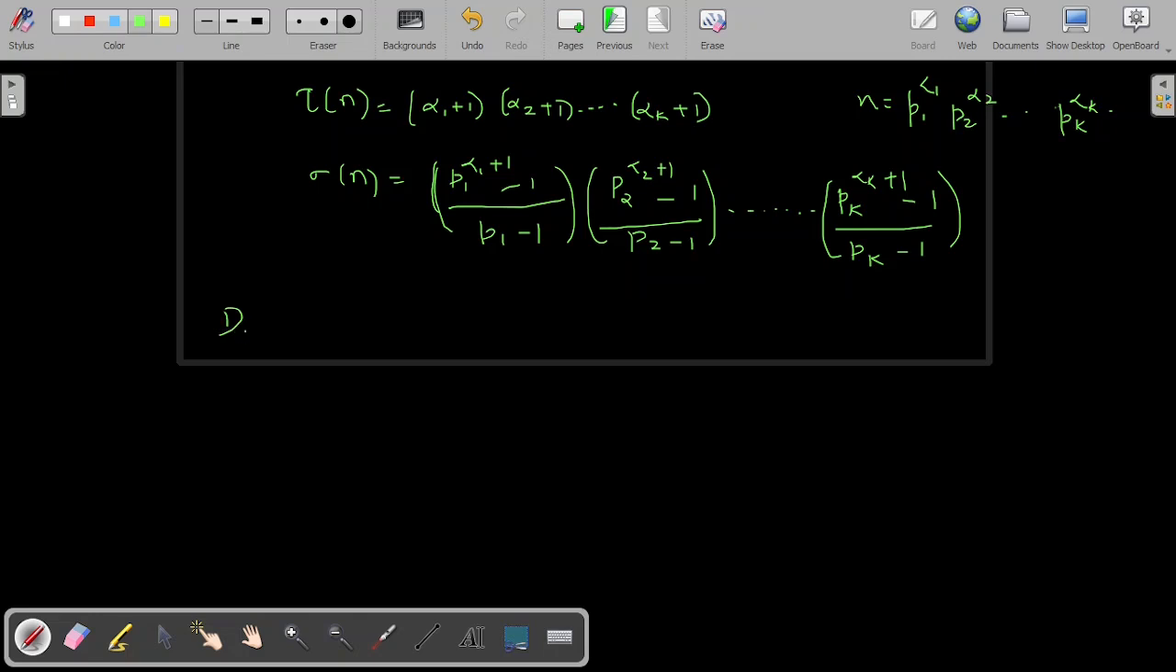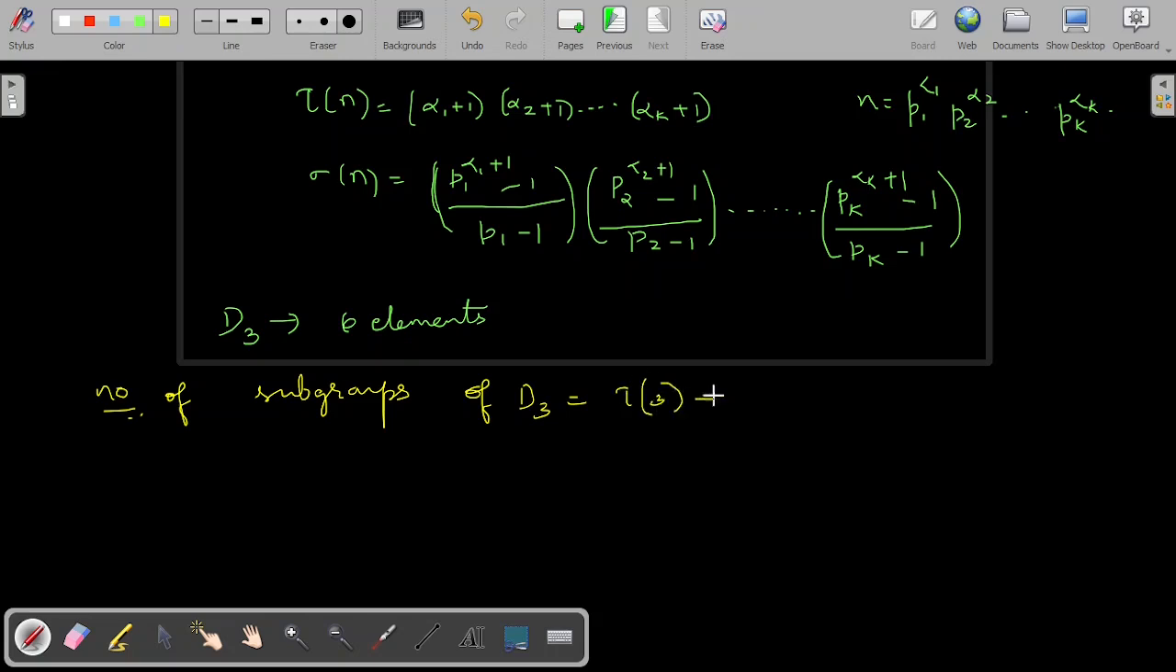Now D3, the dihedral group of symmetries of a triangle. It has 6 elements. Now I have to find the number of subgroups of D3, which is equal to tau of 3 plus sigma of 3 as per our formula. Here n equals 3. Correct? Now I want tau of 3. N equals 3. It is already a prime. It is 3 to the power 1.